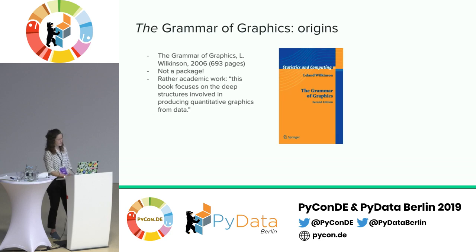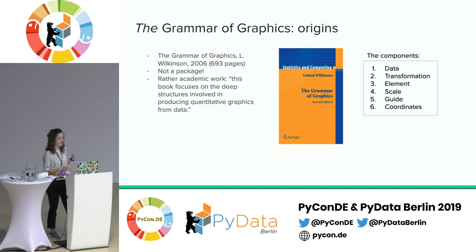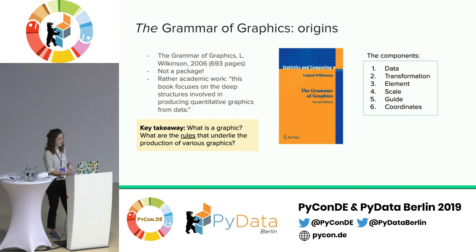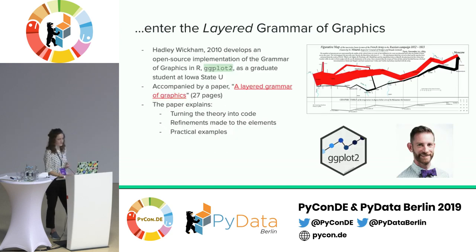A little bit about its history. In 2006, there's this great book by Leland Wilkinson, The Grammar of Graphics, very thick, very dense, very theoretical, which establishes what the basic elements of a graphic are, which are data, transformation, elements, scales, guides, and coordinates. And I will talk about these in a second, more when we talk about the layer grammar of graphics. So key takeaway, we now have these rules established on what the grammar of graphics is.